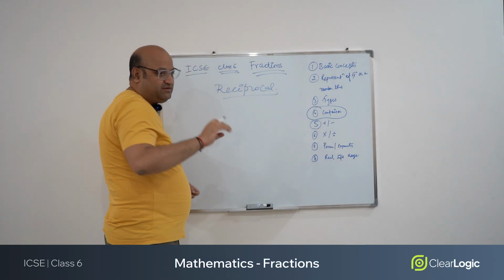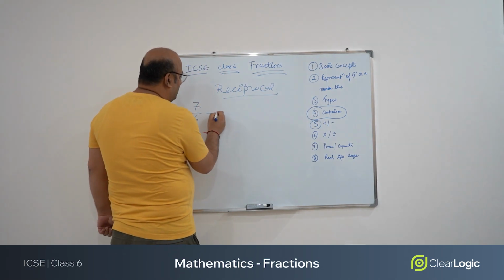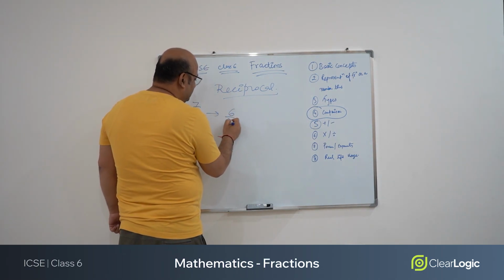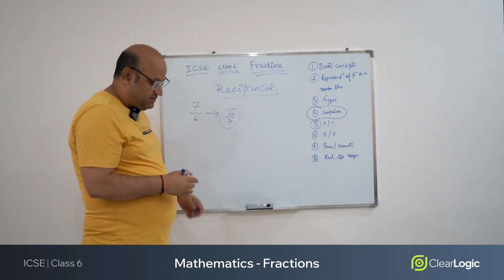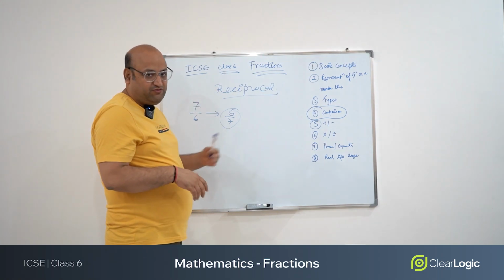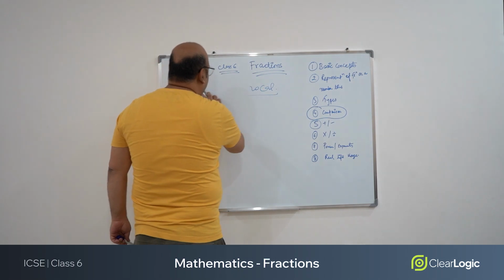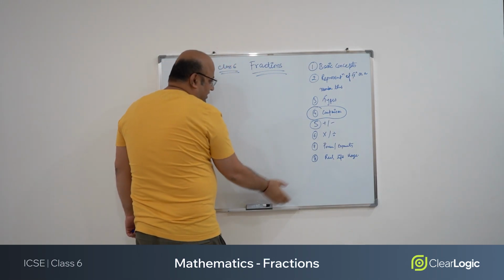Reciprocal is nothing but the reverse. For example, if we have 7 by 6, the reciprocal of 7 by 6 will be 6 by 7. Very simple, right? These two things will be used in fractions very frequently, so just remember these two things. Now coming back to our division.